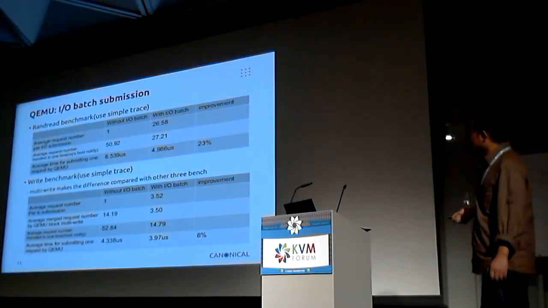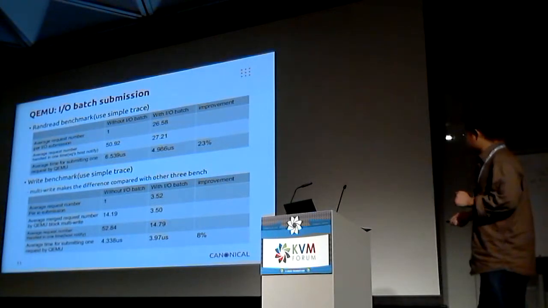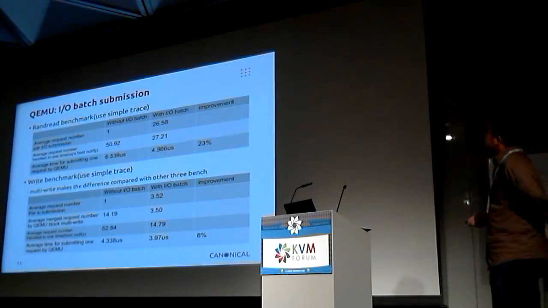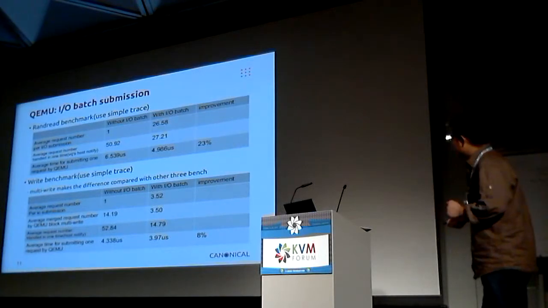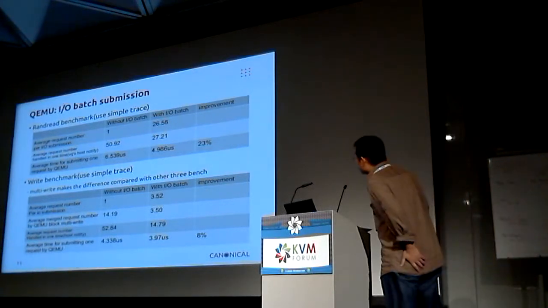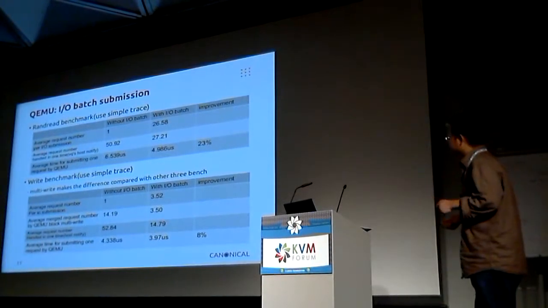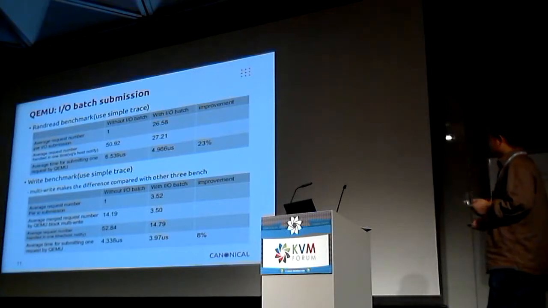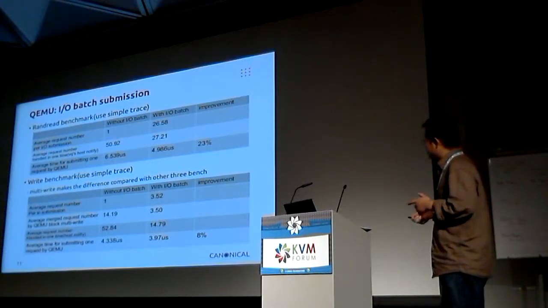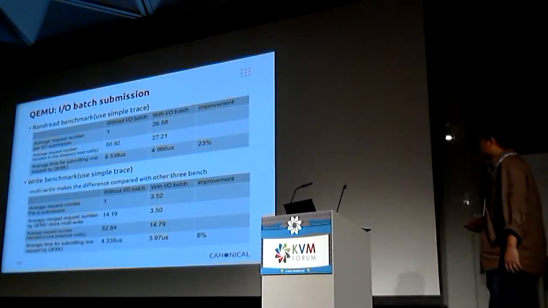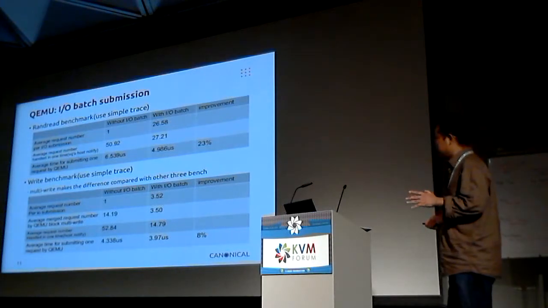From this table, we can see the second row and the third row. The second row is the merged request number. The third row is the average request number handled in one time. These two rows also indicate the time taken by the host notifier handler.